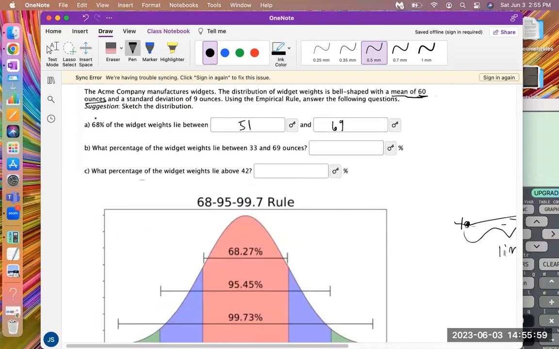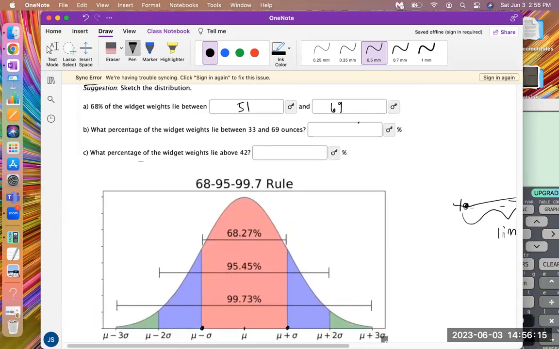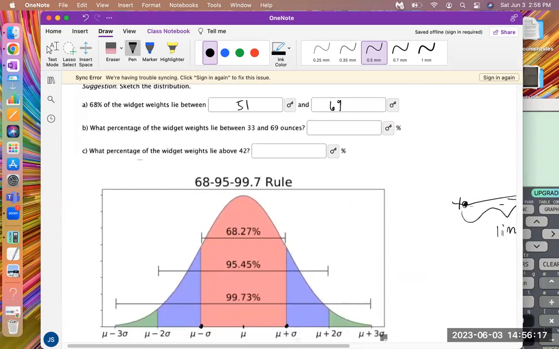And I knew that because 68% lies within one standard deviation of the mean, and these would be the boundaries if you're within one standard deviation of the mean. So then it asks what percentage of widgets lie between 33 and 69.